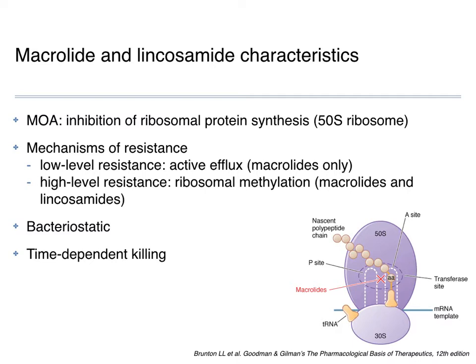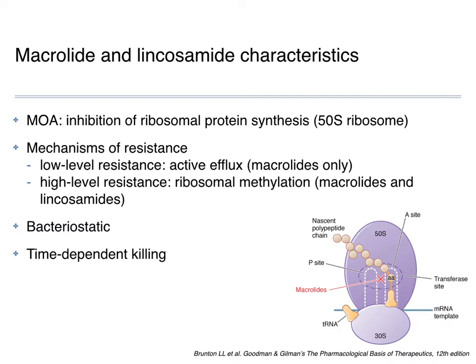That leads to high-level resistance, and importantly it affects macrolides and clindamycin. So if your MIC was 1, for instance, to azithromycin, and that isolate developed this form of resistance, your MIC might jump up to like 16 or 32, a very high-level increase in your MIC. On the other hand, low-level resistance would be efflux. There are efflux pumps that span the cell membrane and cell wall, and the drug gets into the cell, but then these efflux pumps pump the drug out of the cell into the extracellular environment.